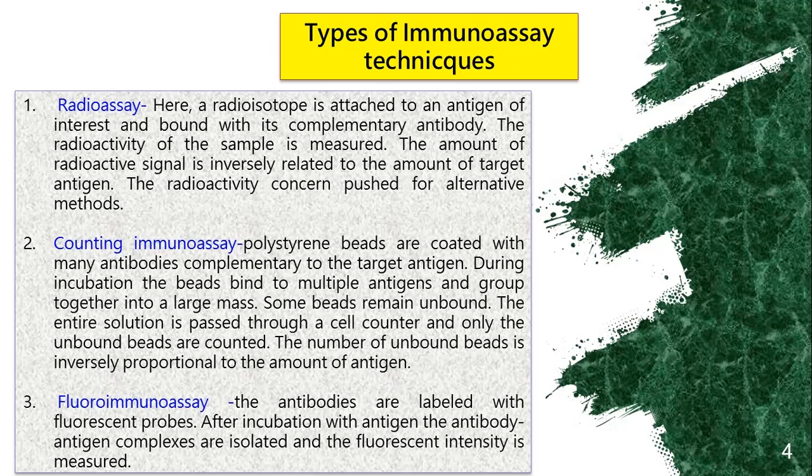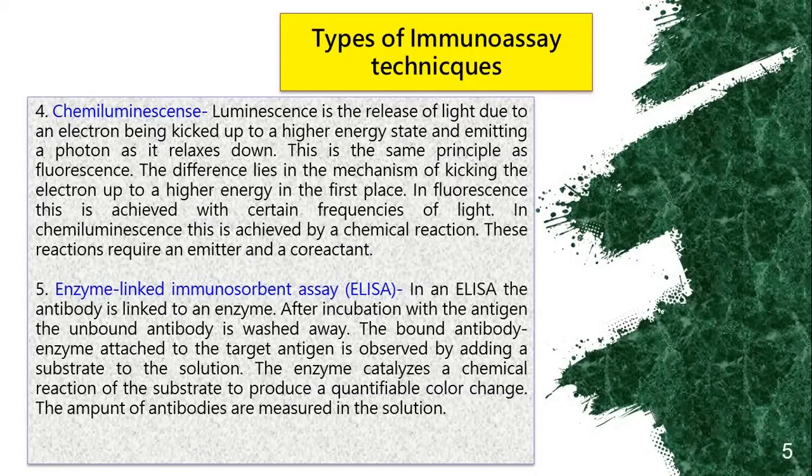The third one is fluoroimmunoassay. The antibodies are labeled with fluorescent probes. After incubation with antigen, the antibody-antigen complexes are isolated and the fluorescent intensity is measured. The fourth one is called chemiluminescence. Luminescence is the release of light due to an electron being kicked up to a higher energy state and emitting a photon as it relaxes down.